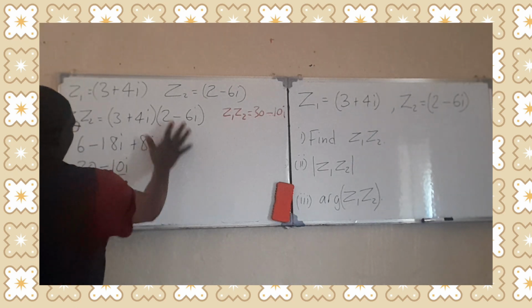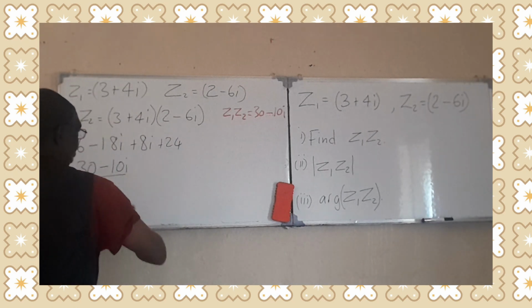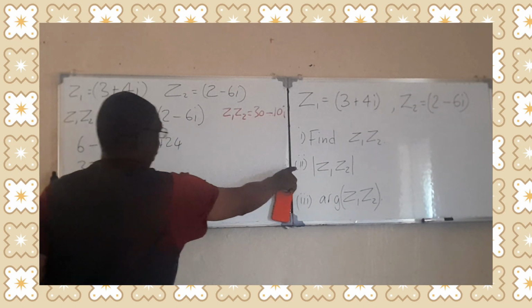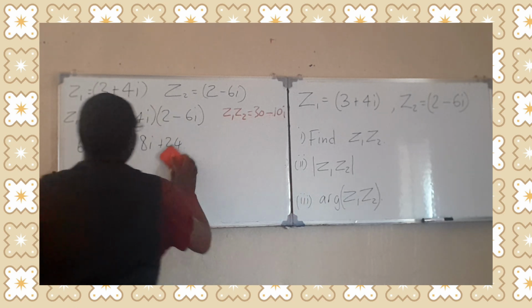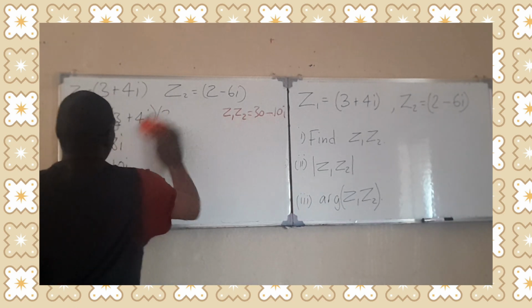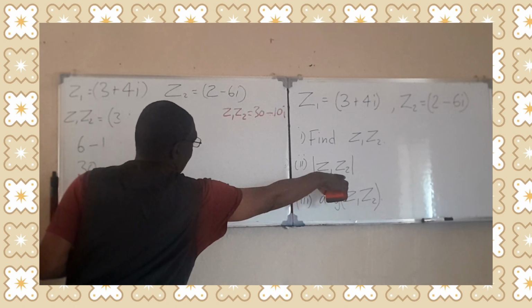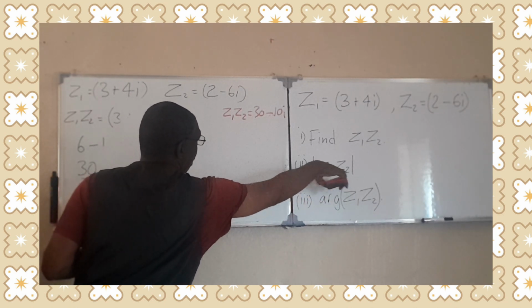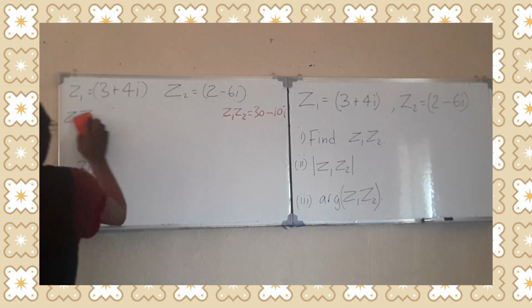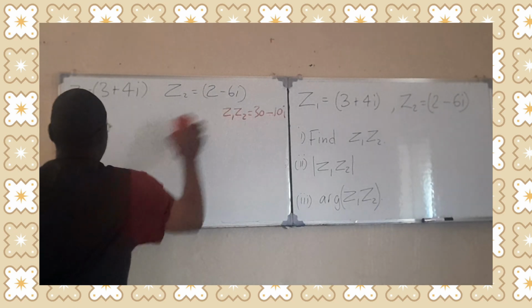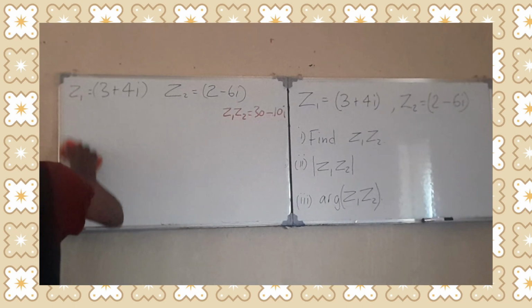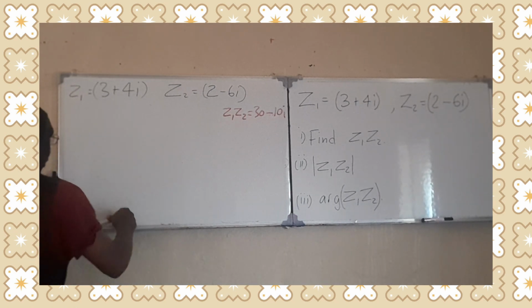Okay, all right. So we can clear this. We are done with the multiplication because we want to go on to this part here, the modulus. Now that we have the product Z1 Z2, we want to find the modulus of that complex number, which of course is that one there. So what do we get?